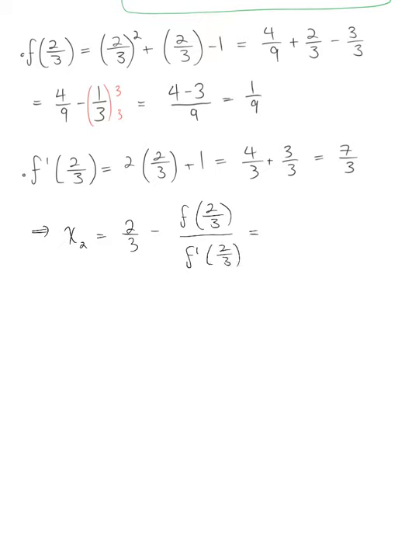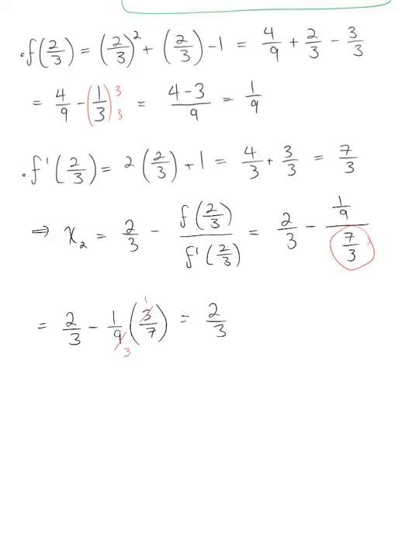And plugging in what we just found, we have 2/3 minus 1/9 divided by 7/3. And so we know fractions in the denominator like this can be flipped, or we multiply by the reciprocal. So I have 2/3 minus 1/9 multiplied by the reciprocal of the denominator, 3/7, which can be simplified. We know 3 goes into 9 3 times. So I have 2/3 minus 1 over 3 times 7 gives us 21.